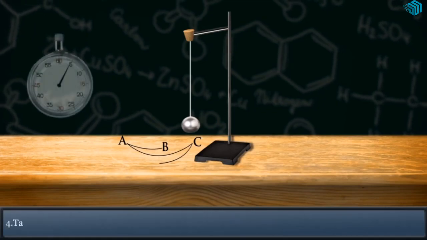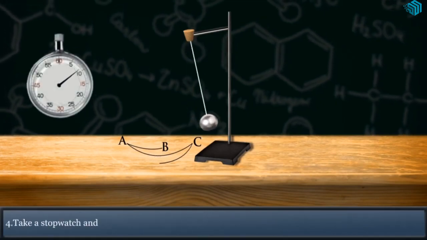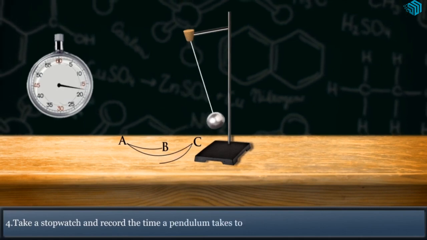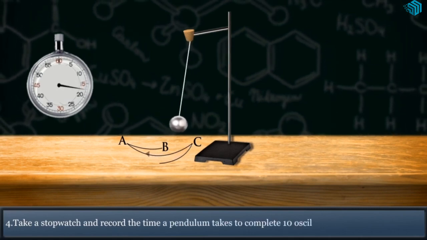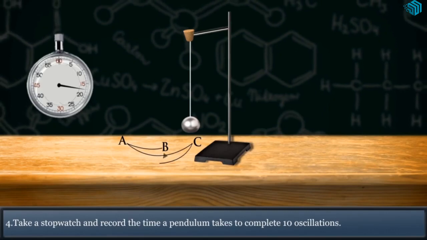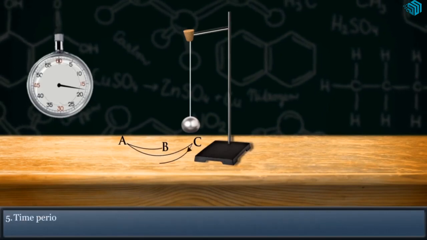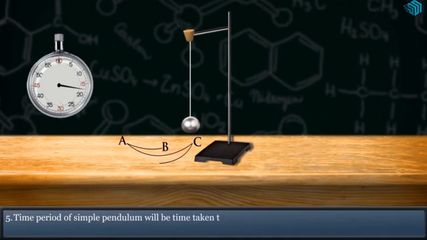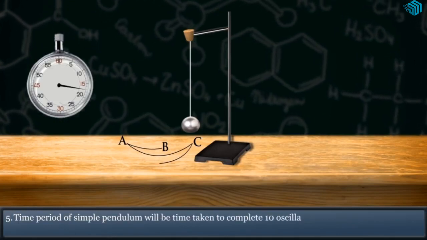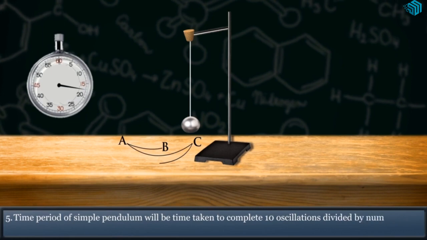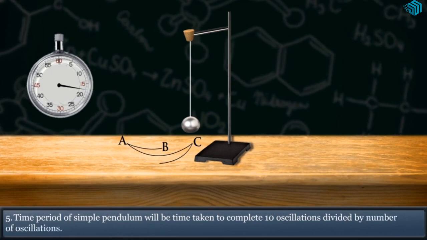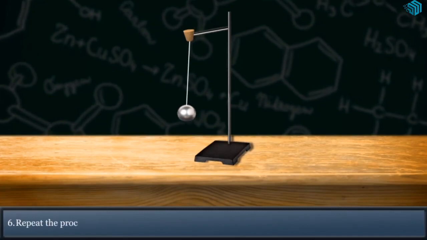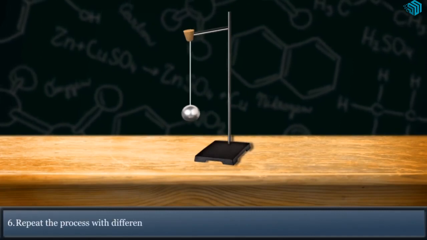Number 4. Take a stopwatch and record the time a pendulum takes to complete 10 oscillations. Number 5. Time period of simple pendulum will be time taken to complete 10 oscillations divided by number of oscillations. Number 6. Repeat the process with different length of pendulum.